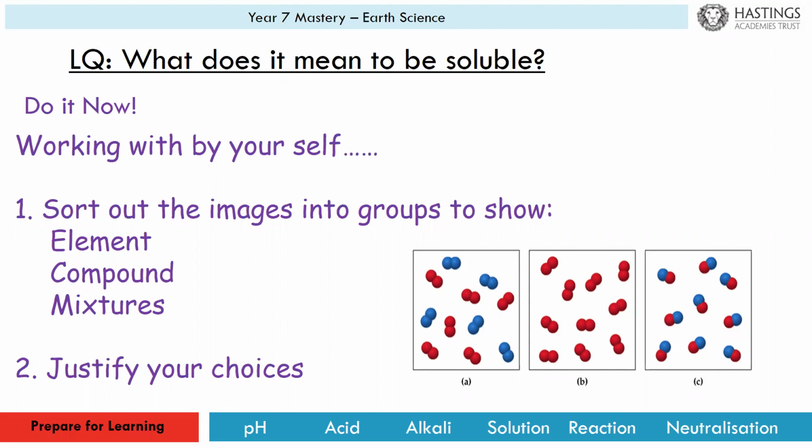You need to sort out the images A, B, and C into elements, compounds, and mixtures. You also need to justify your choices once you've done that. So pause the video and separate them into elements, compounds, and mixtures, and decide and justify your answers. If you can pause the video now.